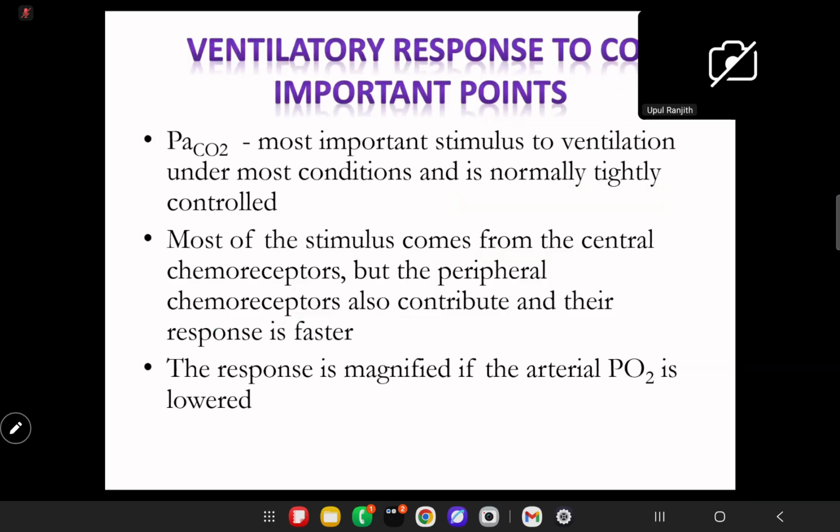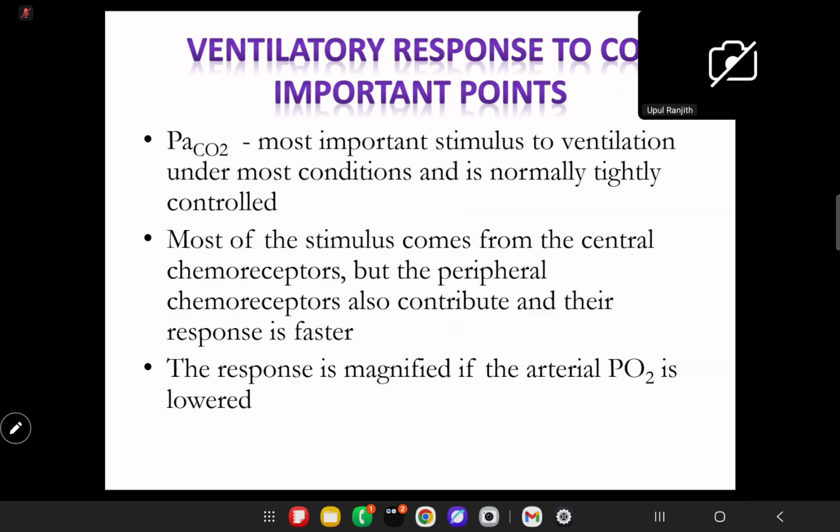Now, there are important points that you have to remember in the ventilatory response to carbon dioxide. The PaCO2 is the most important stimulus to ventilation under most conditions and is normally tightly controlled. Now, you and I breathe because of carbon dioxide in the blood, right? This is a normal condition, so it is the most important stimulant for ventilation. Most of the stimulus comes from the central chemoreceptors, but the peripheral chemoreceptors also contribute to the response too, and their response is faster, right?